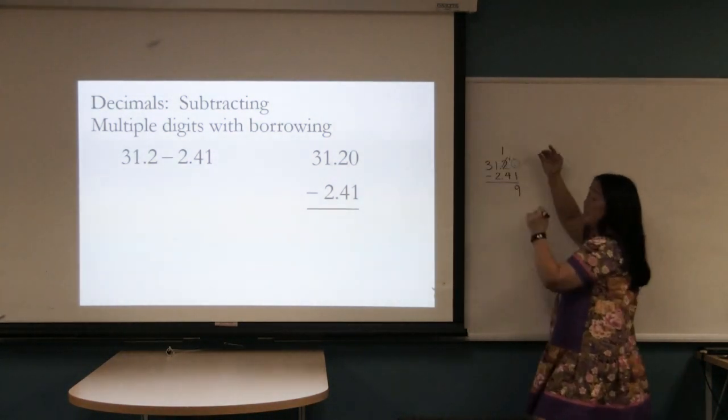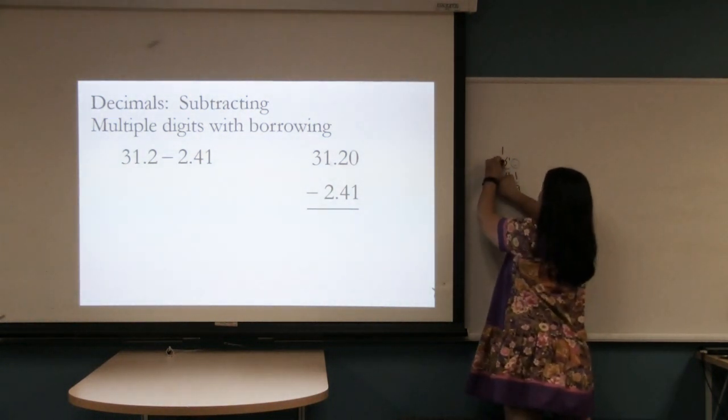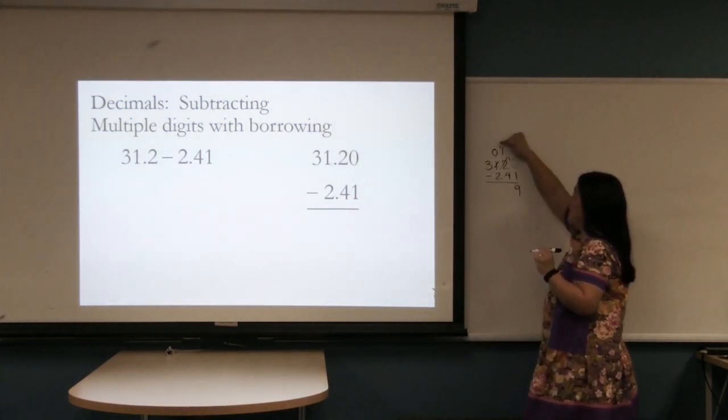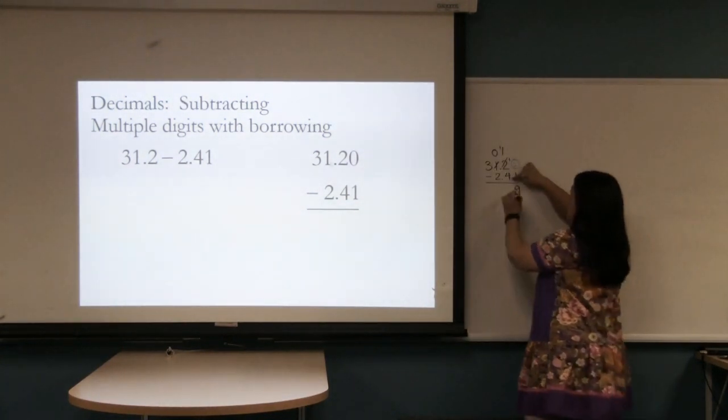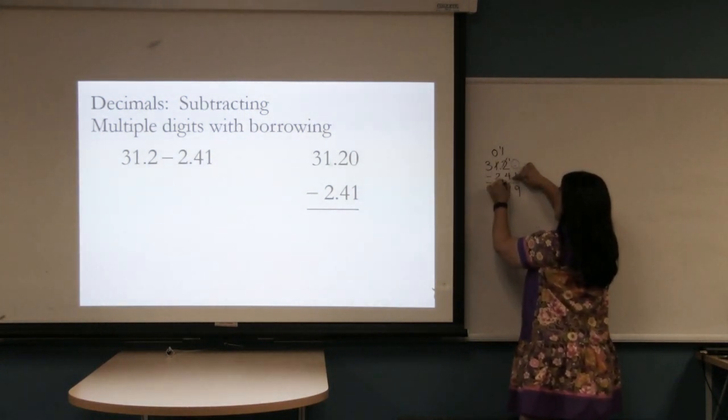1 minus 4, the top number is too small. We'll have to borrow from the next column over. This becomes 0, and this becomes 11. 11 minus 4. Decimal points beautifully lined up.